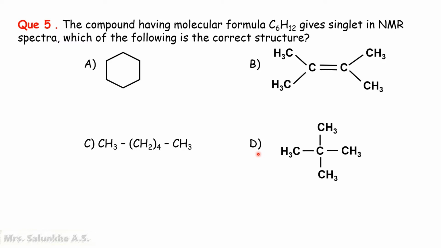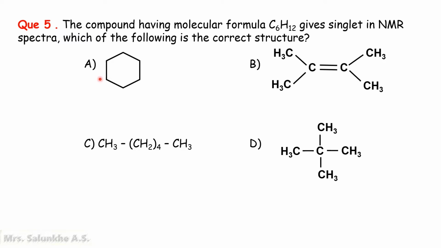In that case, while solving the problem, for C6H12 we have to calculate how many sites of unsaturation are there. And the formula C6H12 has one site of unsaturation. That is, this compound is not saturated. Therefore, option C and option D are the incorrect answers. Between A and B, which is the correct structure?